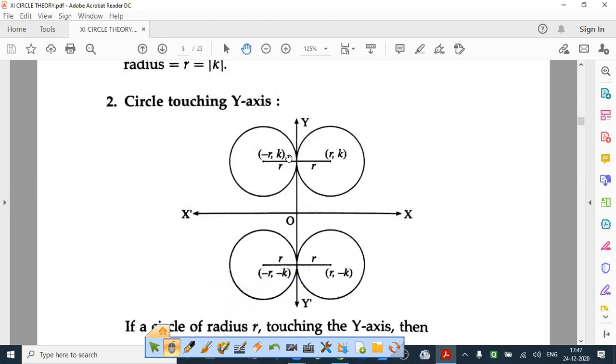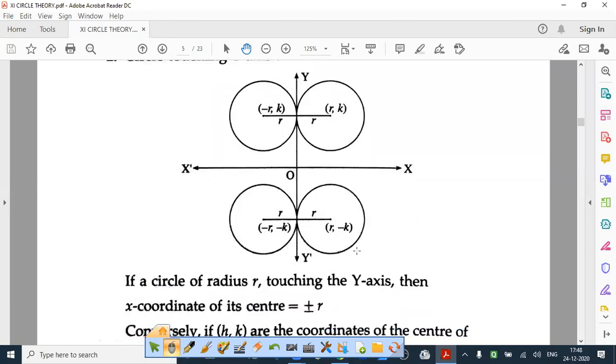See, there are 4 possibilities again. Consider a circle in the first quadrant. Now, the distance of the center from the y-axis is nothing but the radius, because the y-axis touches the circle. But the distance of a point from the y-axis is the x-coordinate, because in the first quadrant the x-coordinate is positive. That is why this is (r, k). Here the center is (-r, k), because the x-coordinate is negative. Here the center is (-r, -k), and in the fourth quadrant (r, -k).